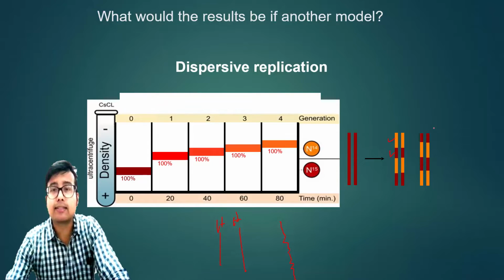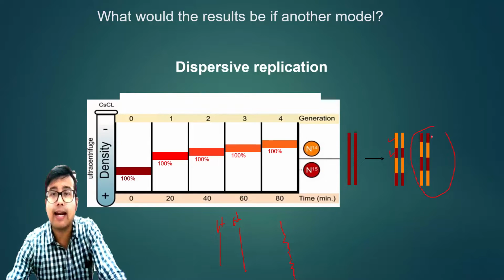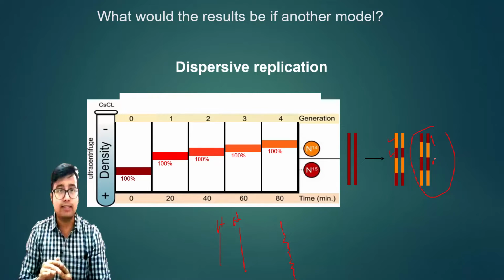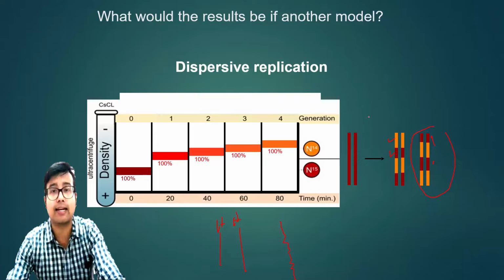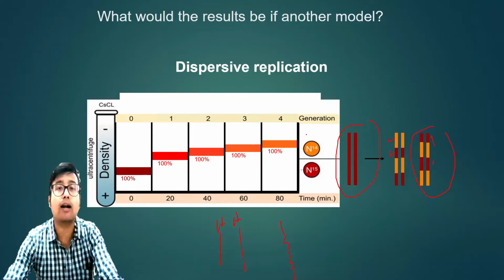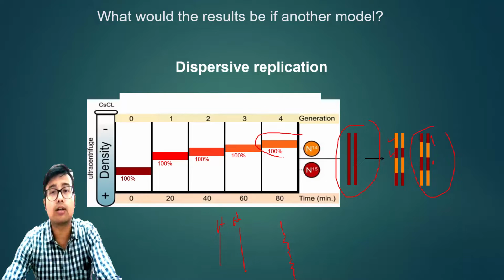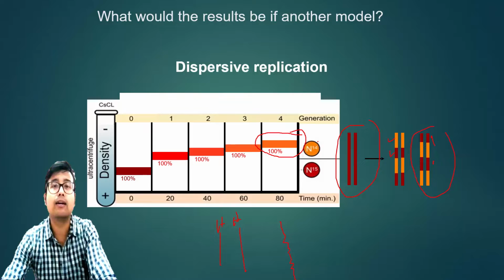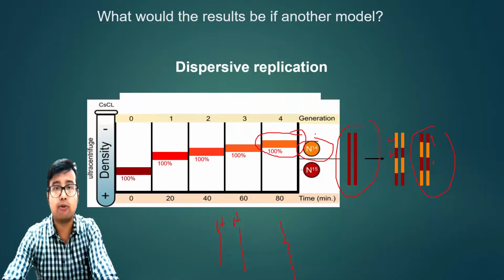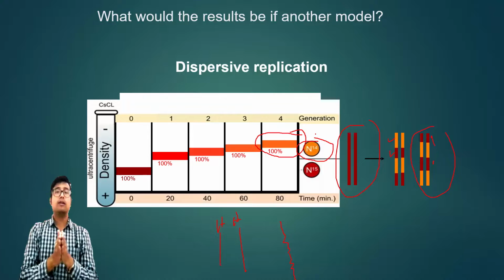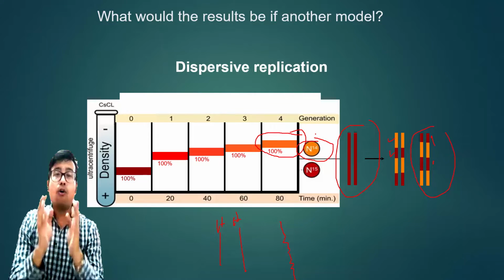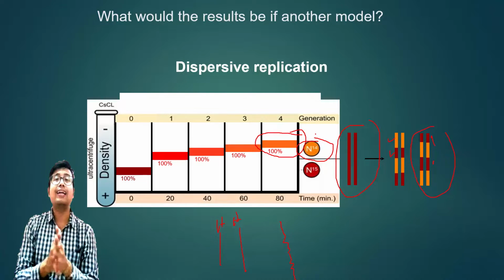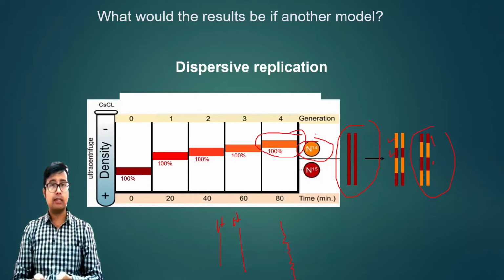Subsequently, when this breaks, what will happen? This whole red thing will become smaller and smaller, but there will be no complete band at the heavy region, because there is no actual parent strand that is left. So this will continue unless all the daughters are 100% and the whole parent strand is completely lost, and we will get a subsequent band at N14. You get my point, right? So the whole thing will be dispersive. The whole parent strand is dispersed, so there will be no band at the heavy chain in subsequent generations.